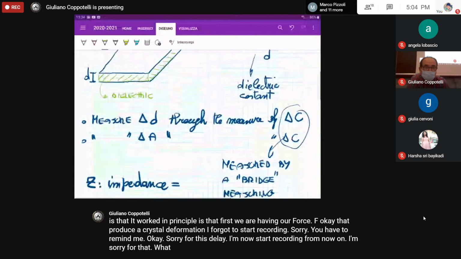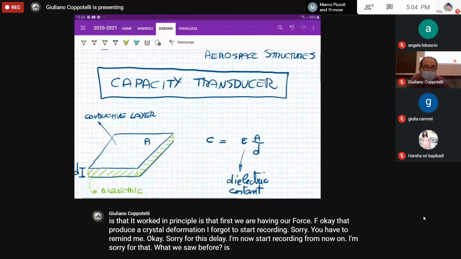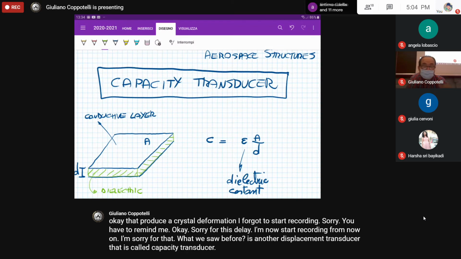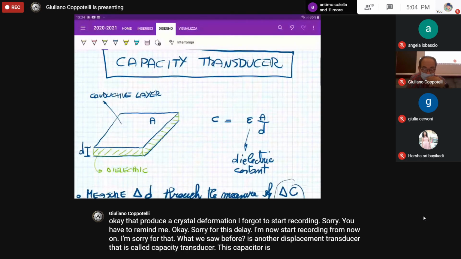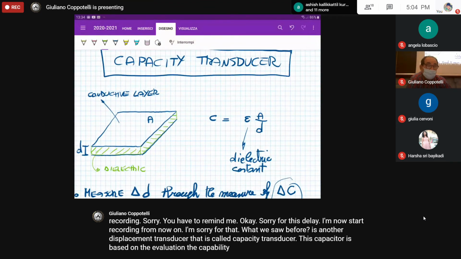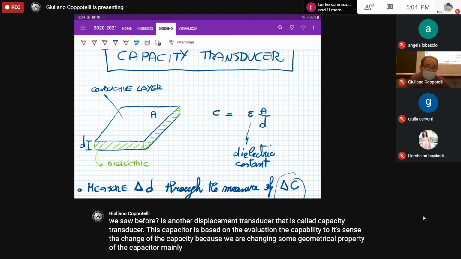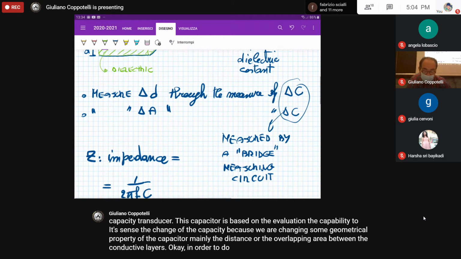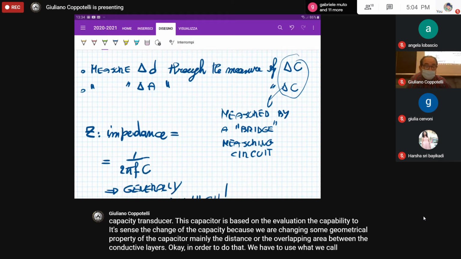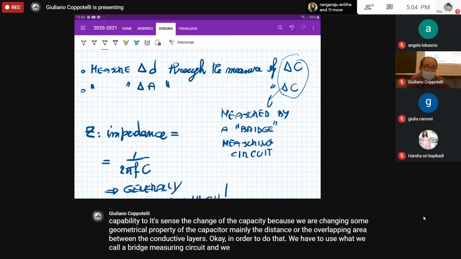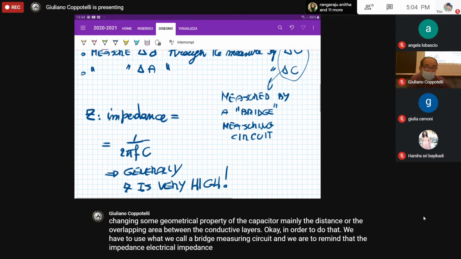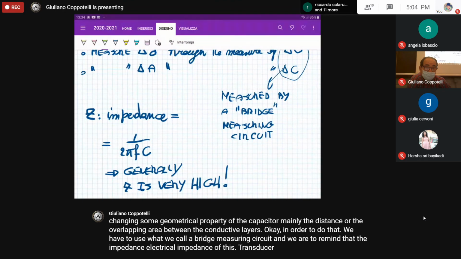What we saw before is another displacement transducer that is called the capacity transducer. This capacitor is based on the capability to sense the change of the capacity because we are changing some geometrical property of the capacitor, mainly the distance or the overlapping area between the conductive layers. In order to do that, we have to use what we call a bridge measuring circuit. And we have to remember that the electrical impedance of this transducer is generally very, very high.